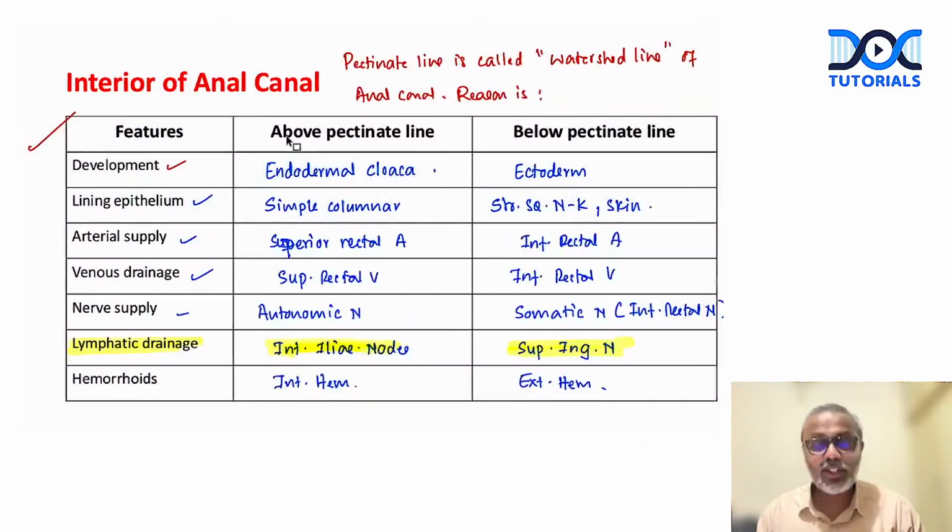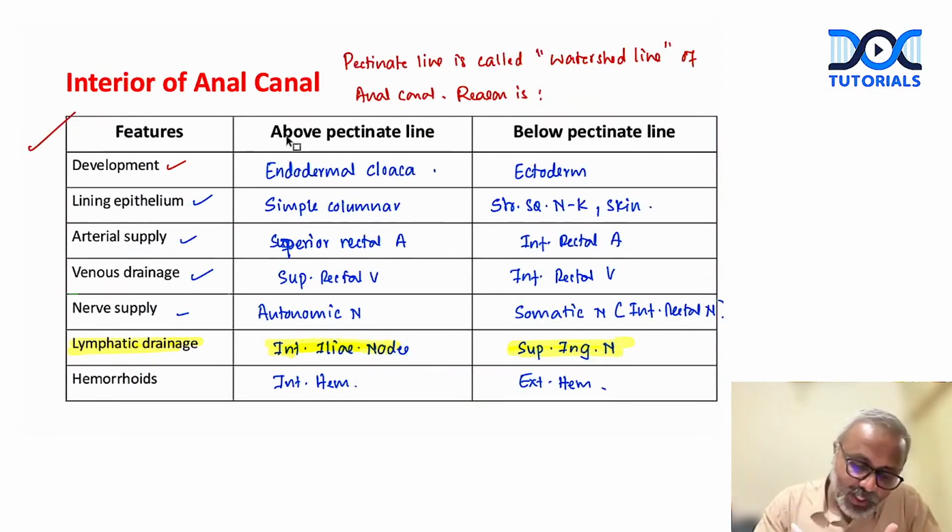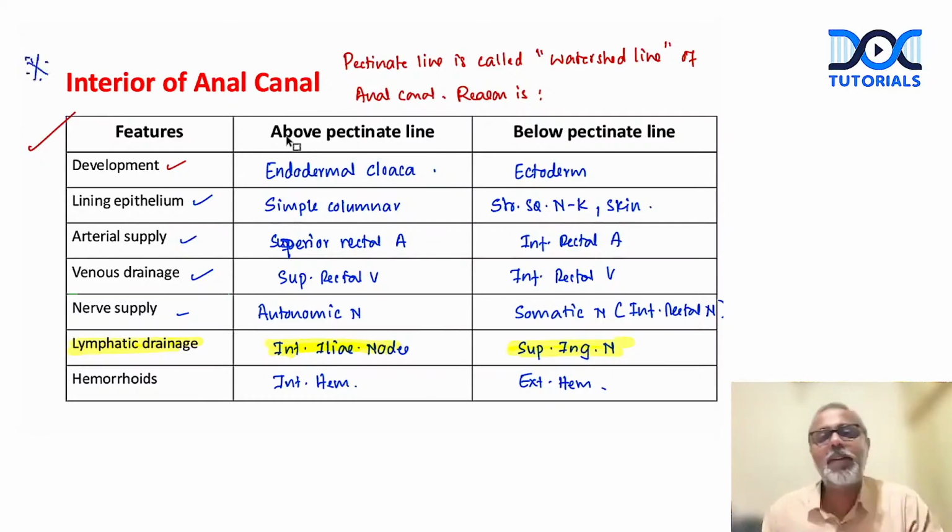right? So this is how we put the table and we explain the differences, comparing and contrasting the features of the upper part and the lower part, right? So this table is again very important for you. Are we clear? Remember, of the questions that we discussed till now, the interior of the anal canal is one question which could come directly as a 10 marker. Interior of the duodenum could be a part of the long essay, but this is a definitive long essay for you. Are we clear? Right.